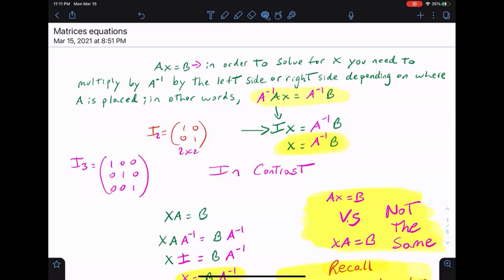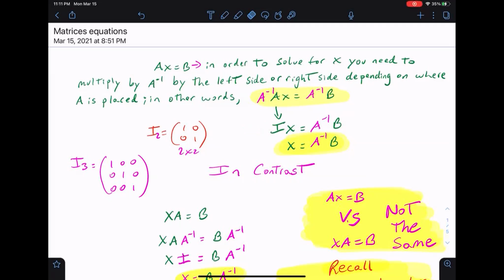Ax equals b. In order to solve for x, you need to multiply by a inverse. Agree? Because we cannot divide by a. That is not allowed. So you need to multiply by a inverse on the left side or the right side, depending on where a is placed, right? So for example, in this case here, you can see that a is placed on the left side of the equation. So I need to multiply by a inverse from the left, right, to cancel things out.